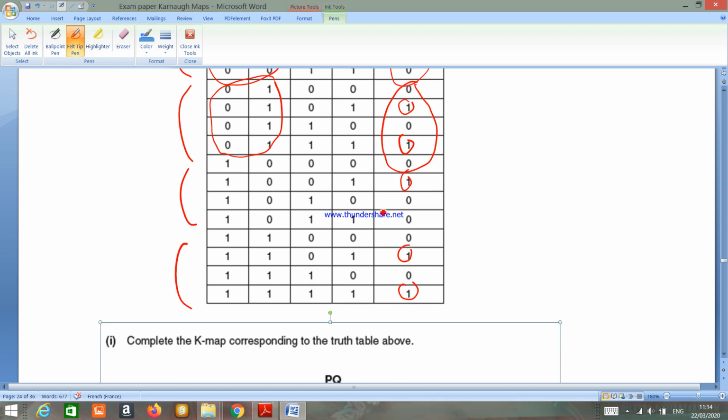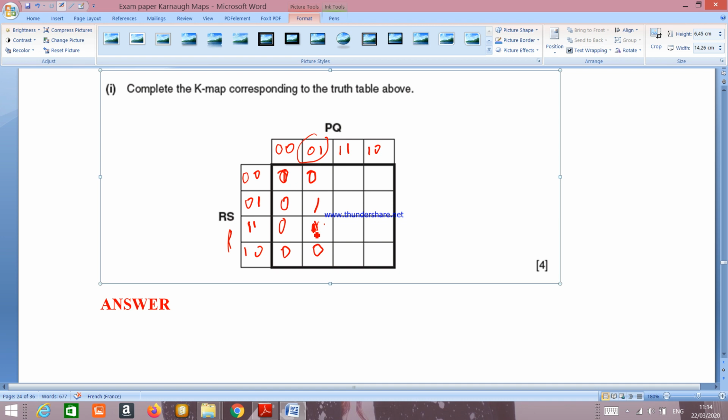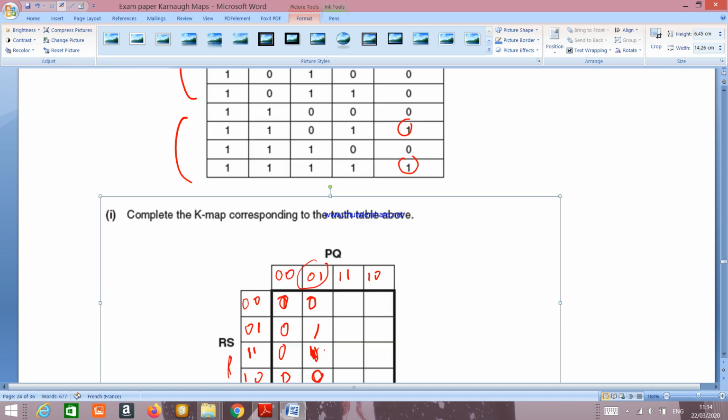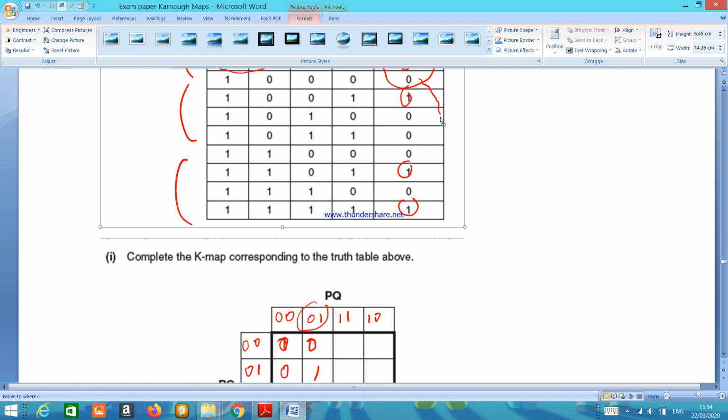Yes, 0, 1 and 0, 1. So let's go like this. 0, 1 and 0, 1. Remember these two we swap. Next now. Okay, we have swapped these two. Next, we have these 4 terms now.